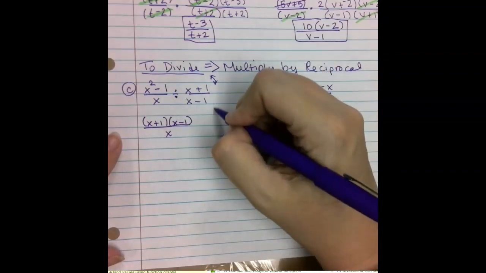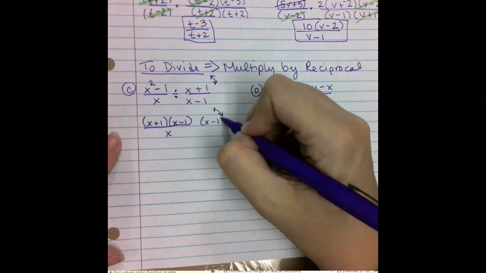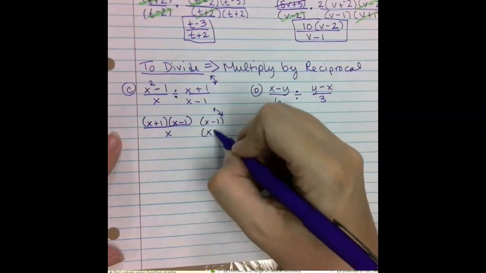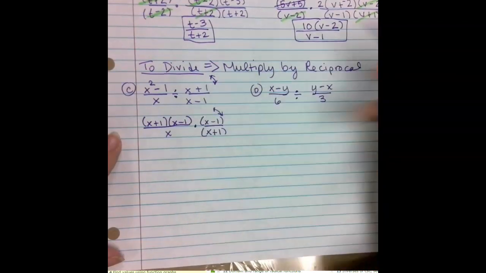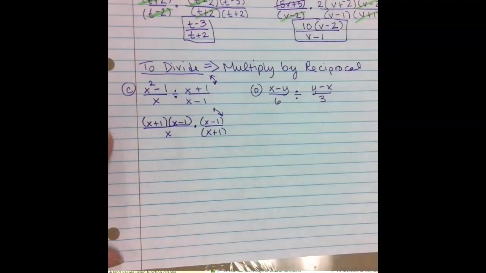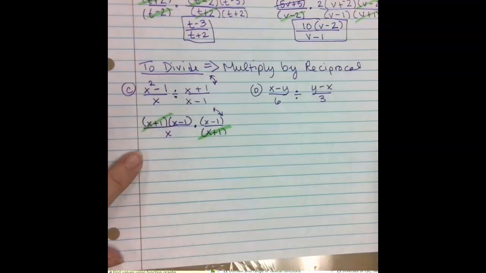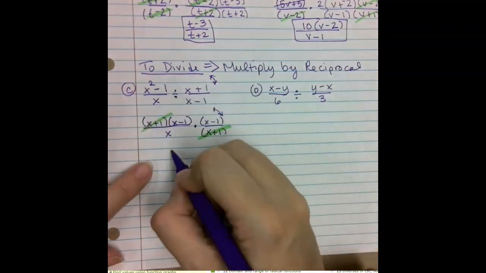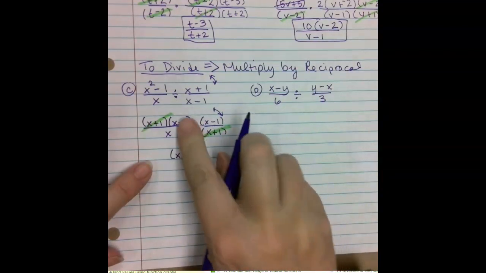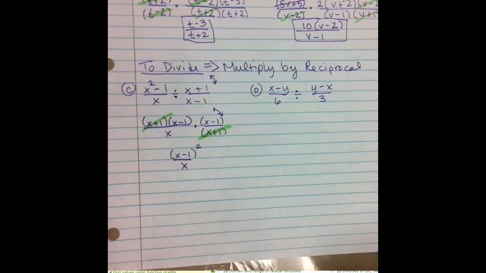Now I need to flip the second one. I'm going to flip this one. So I'm going to put x minus 1 on top and x plus 1 on bottom. And now it's a multiply problem. So I change it from divide to multiply, and I flip the second one. Now I can cancel out my factors. X plus 1 and x plus 1 will cancel, leaving me with x minus 1. There's 2 of those, so I can write it as a squared, and there's an x on bottom.